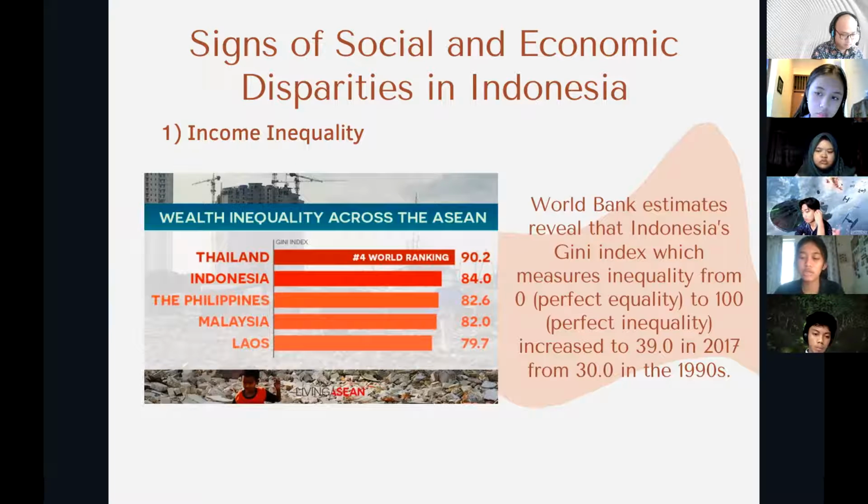It has become no secret that the widening gap in income distribution has become a main concern for the government because this issue could lead to other problems such as low economic growth. It could also place people in unnecessary hierarchy. It could also lead to health and social problems for the lower class. Now, based on data here, the World Bank has revealed that the Gini Index of Indonesia, which is an inequality measurement, has measured Indonesia's inequality up to 39 in 2017, which is a high number considering how fast it has increased in the span of 27 years. Next slide, please.